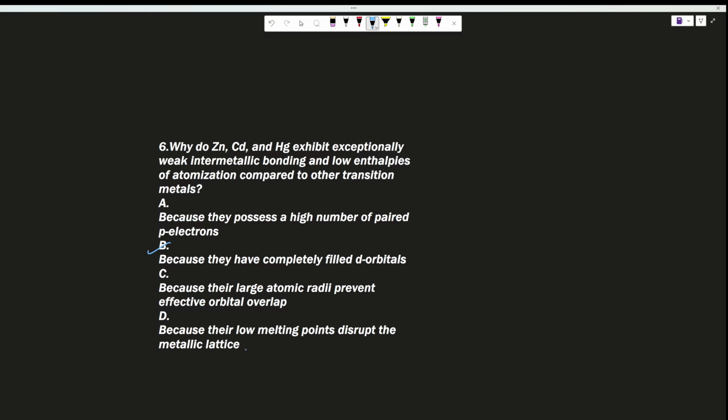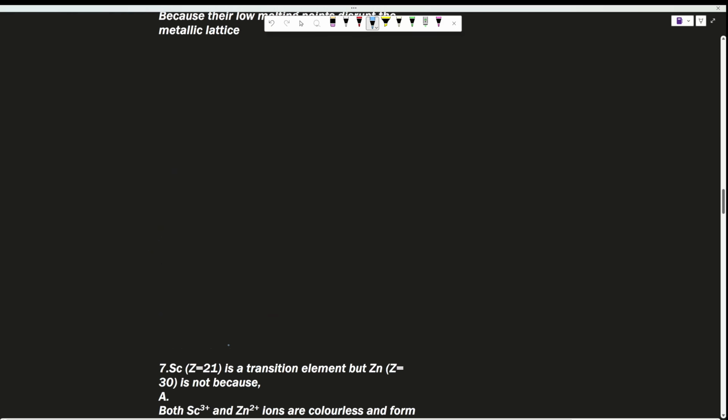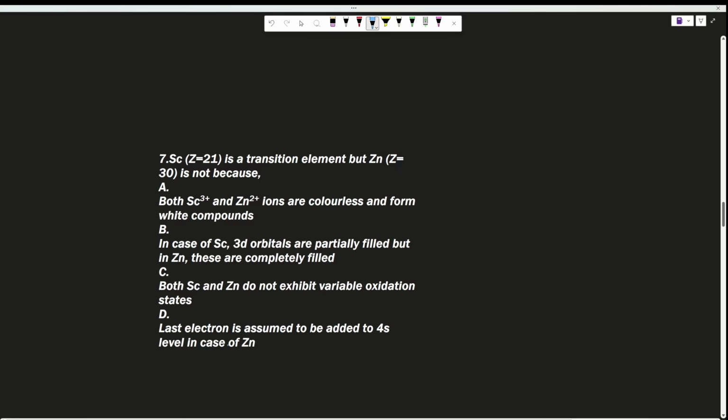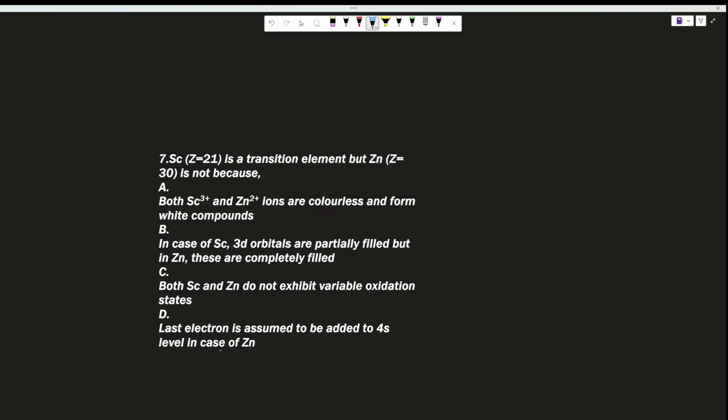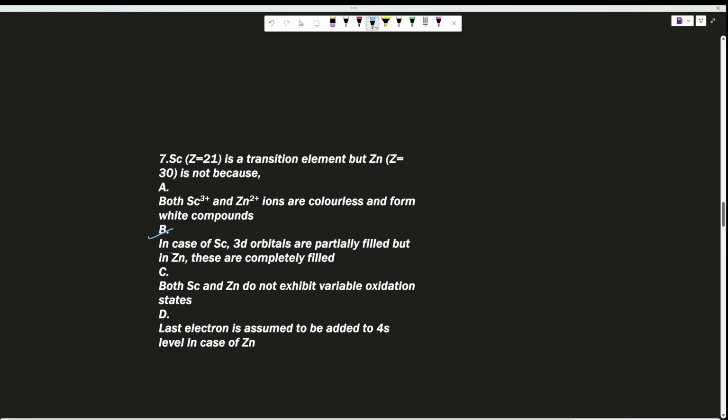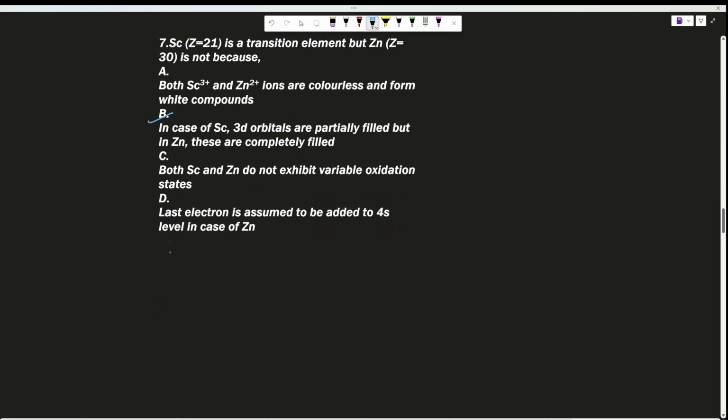Okay, let us go to the next one. Scandium is a transition element, but zinc is not because... Here again we have to consider the definition of a transition element. In the case of scandium, 3d orbitals are partially filled, but in zinc these are completely filled. So that is the right answer. Next.